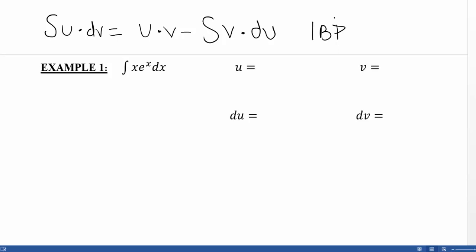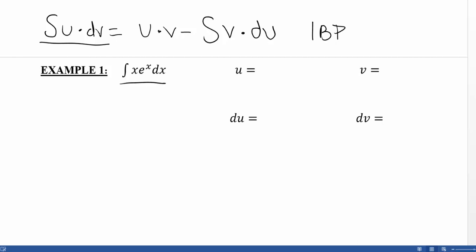So that means that there's a good candidate here for integration by parts. So what we have to do is match up our function with the first part of the formula, u dv. That means we need to look at the two functions that have been multiplied together and determine which one will be our u and which one will be our dv.